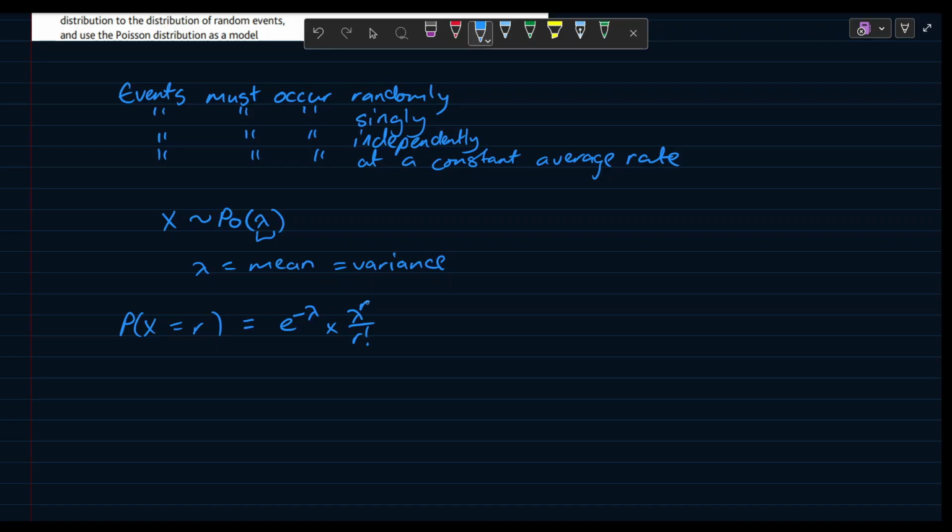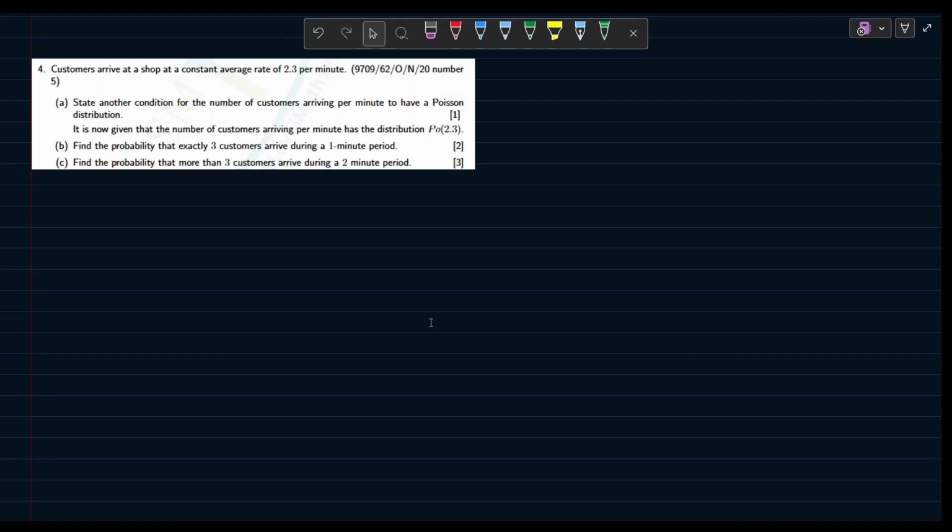So now let's get our hands dirty. Let's do some past paper questions on the Poisson distribution and Poisson probabilities. So the first question that we have here says, customers arrive at a shop at a constant average rate of 2.3 per minute. Part A, state another condition for the number of customers arriving per minute to have a Poisson distribution. So we say the four conditions that have to be met for a Poisson model to be suitable. So in this case, they're saying customers arrive at a shop at a constant average rate. So the condition for events happening at a constant average rate has already been met.